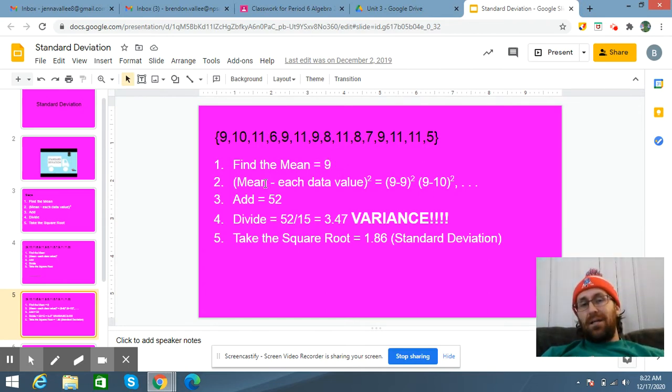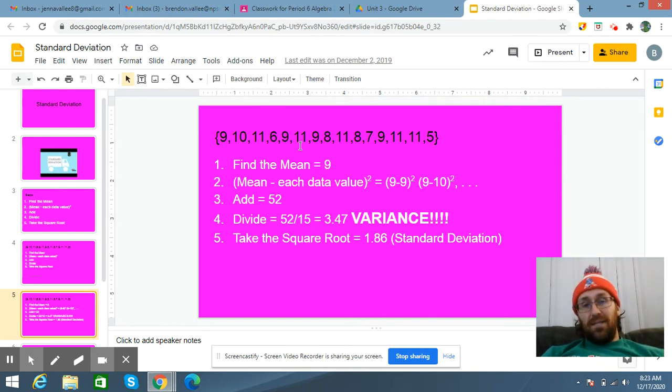Then you take the mean and each number, subtract them and square them. So the mean was 9, so I do 9 minus 9 squared. So that's 0 squared is 0. Then you do 9, this mean, minus 10, which is negative 1, and then you square it. Then you do 9 minus 11, negative 2, and then you square it.